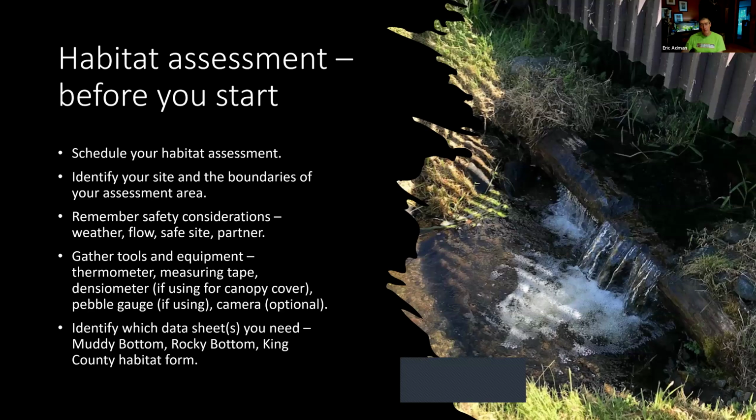And then you're also going to identify what kind of stream you're dealing with. Is it muddy bottom? Is it rocky bottom? Are you going to do just this Pierce Conservation District technique, or are you going to use the King County Habitat Form? We typically use the King County Habitat Form in conjunction with our BI sampling when we do that.